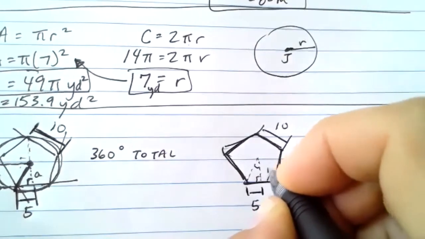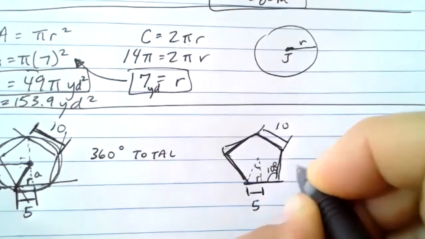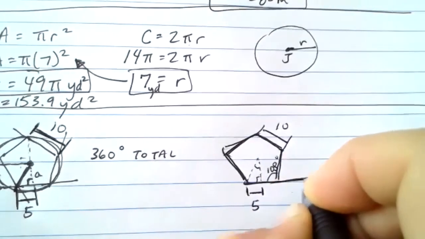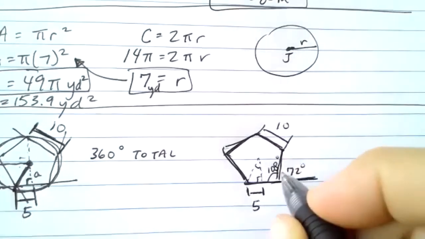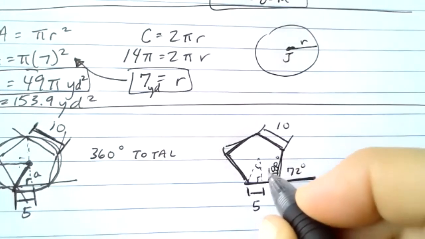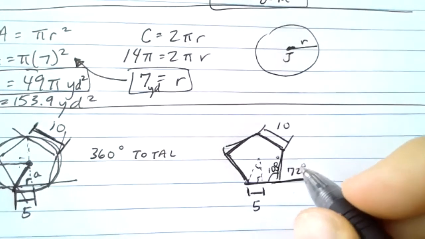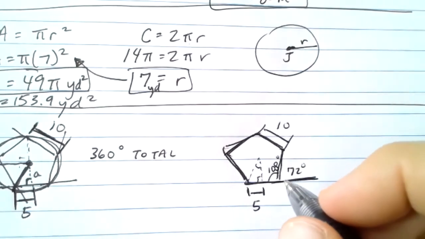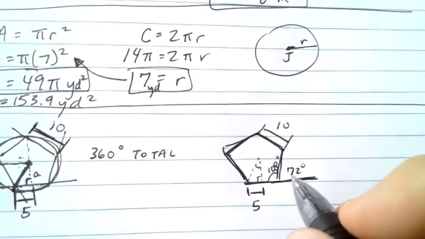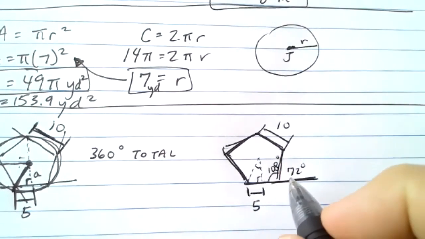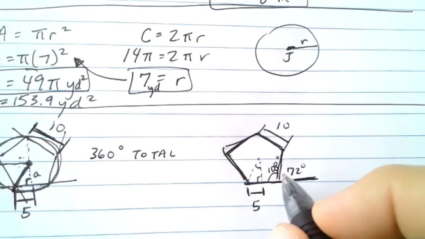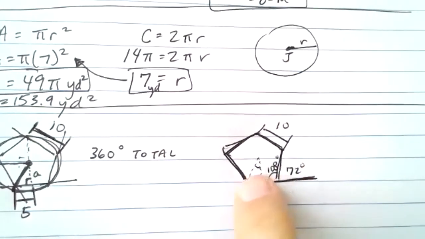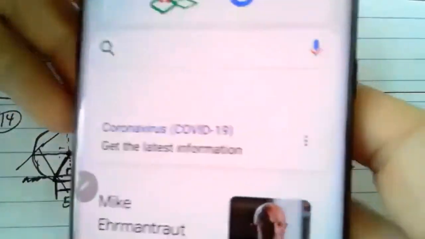taking it slow. This is 108 degrees here. I just want you to see what's happening here. This is 72 degrees, because if you add 108 and 72, you get 180 degrees. And so for this exterior angle, I'm looking for that formula for the exterior angle and interior angles here.